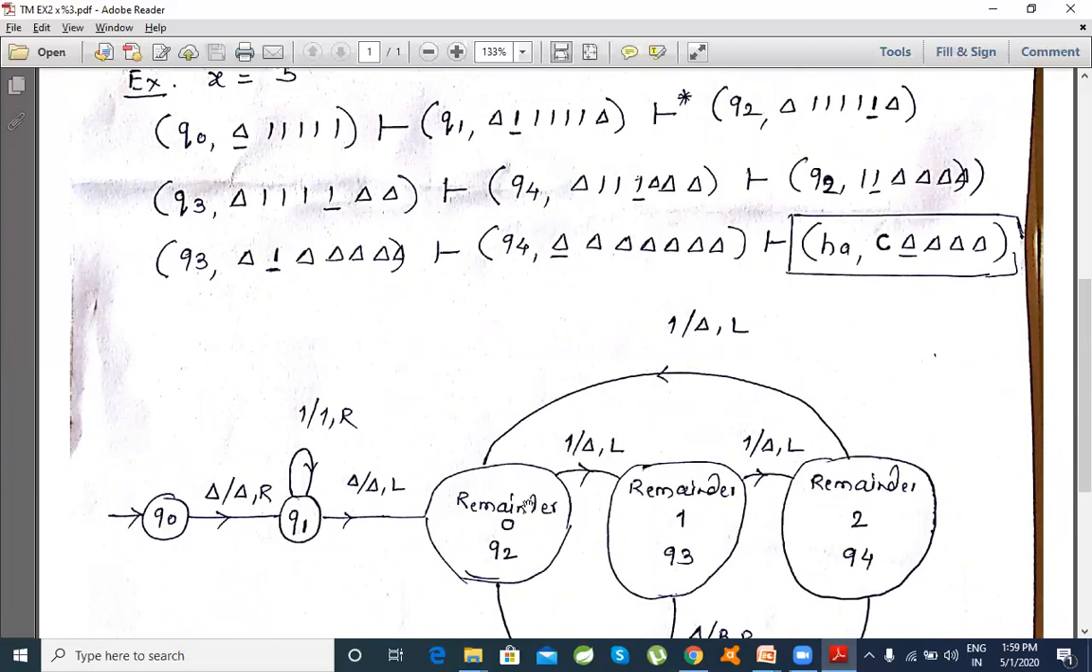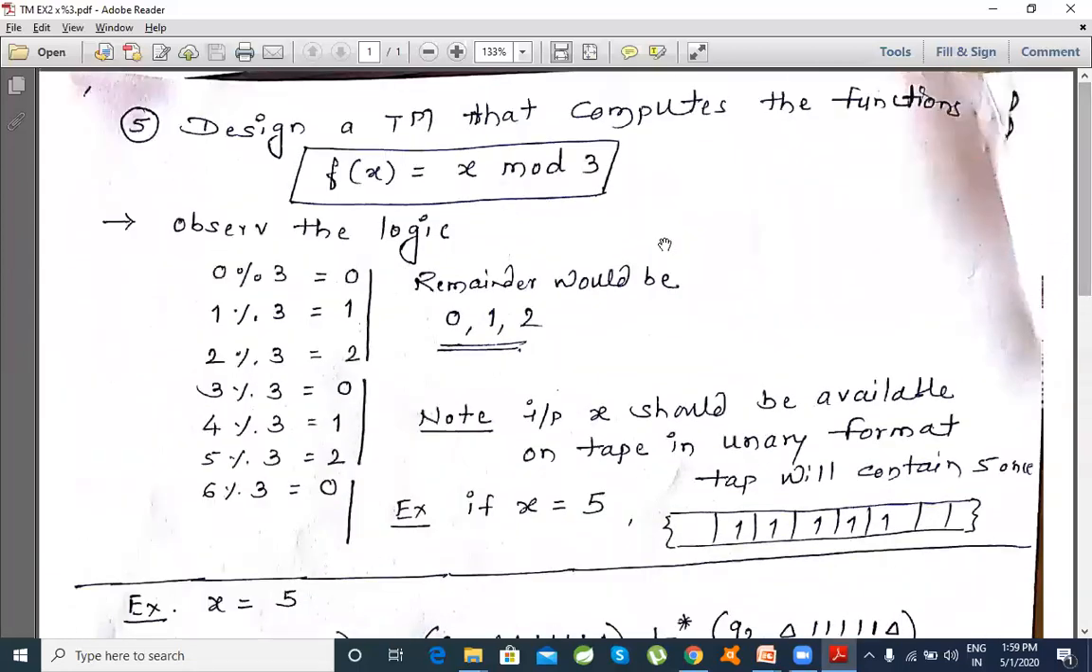Okay, is it clear? Now it can be easily modified for X mod 2. How would it be? If I take X mod 2, the remainder would always be either 0 or 1. 2 will never come through with this. If the function I want to modify is X mod 2, the remainder would be either 0 or 1.